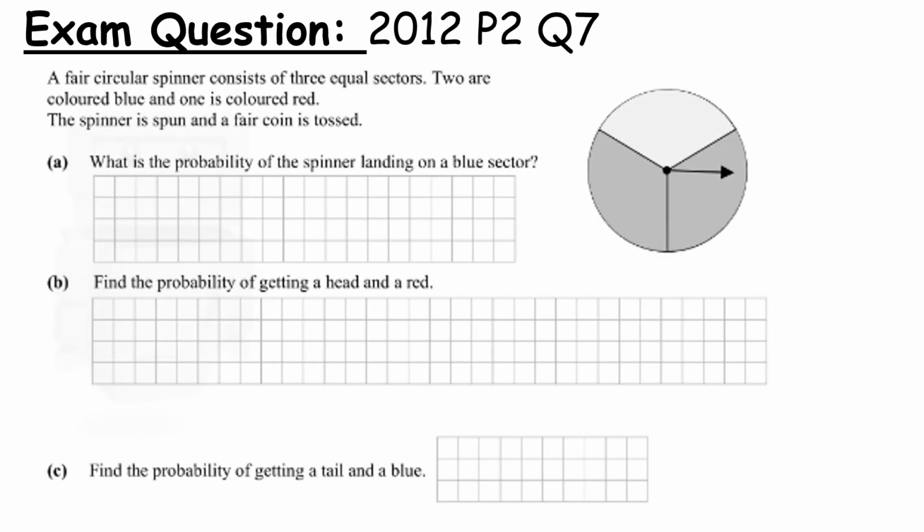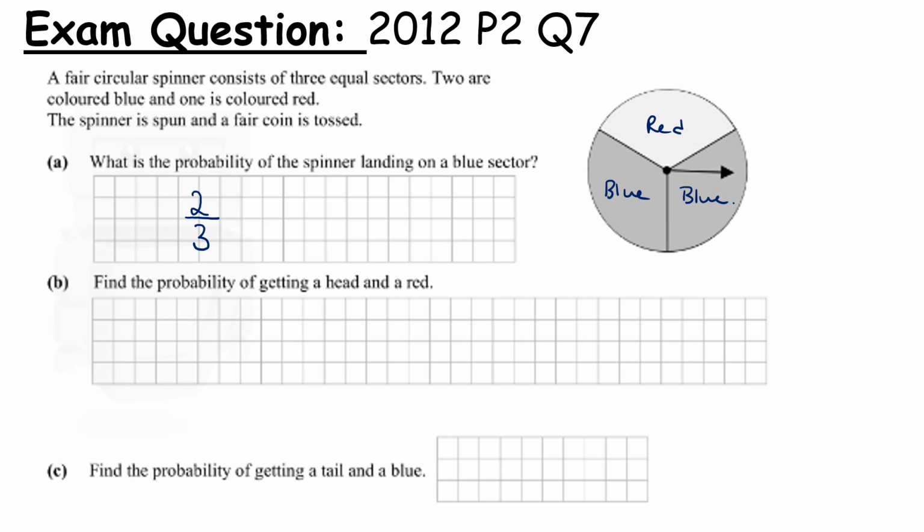So let's look at an exam question from the junior certificate paper. A fair circular spinner consists of 3 equal sectors. 2 are coloured blue, 1 is coloured red. So here's my red, and here is blue and blue. What's the probability of the spinner landing on a blue sector? Well, there's 2 blue out of 3 sectors in total, so a 2 in 3 chance.